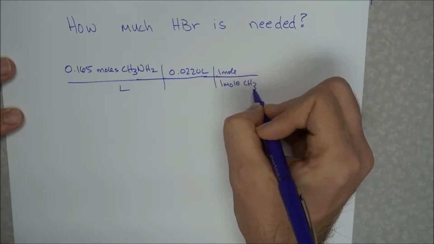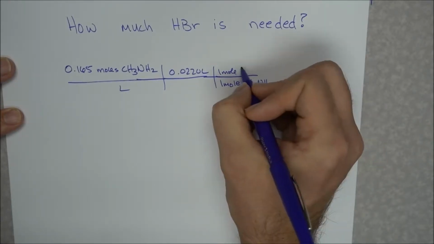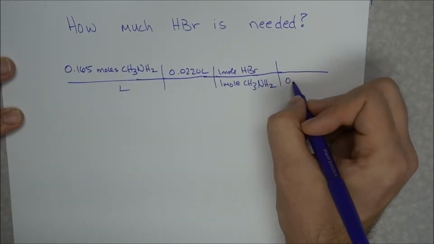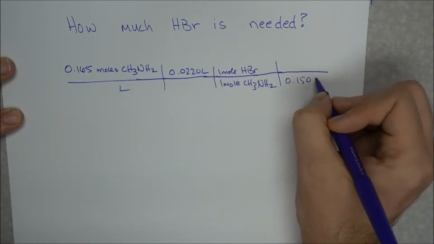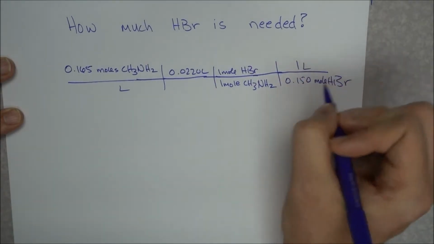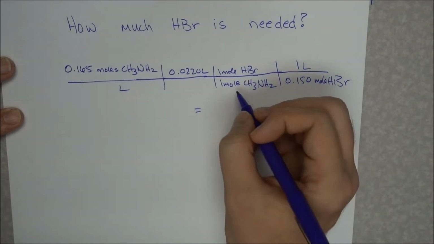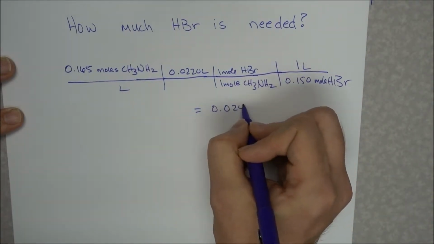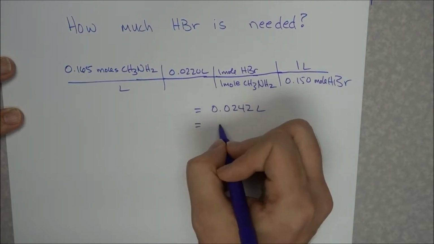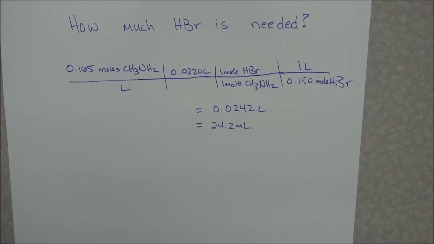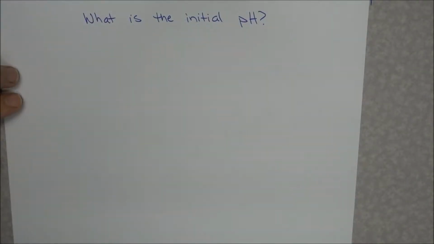Our methylamine is here. Our HBr is here. And we have 0.150 moles of HBr per liter. When we do that math, we come out with 0.0242 liters, which is the same as 24.2 milliliters. So that answers that part of the question. Now we want to know what the initial pH is.